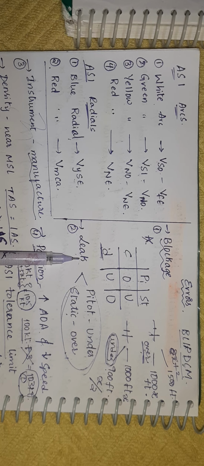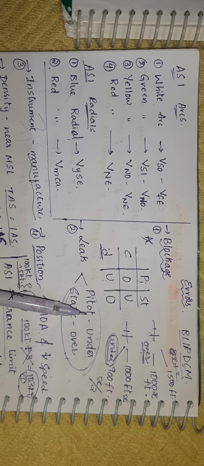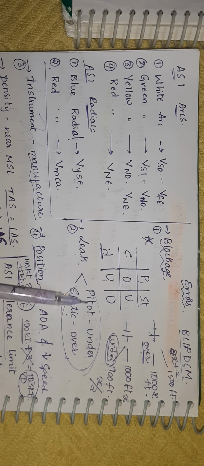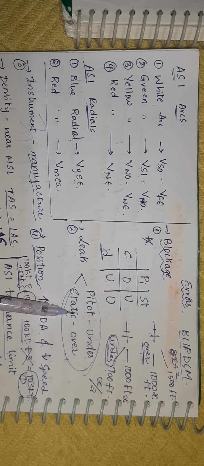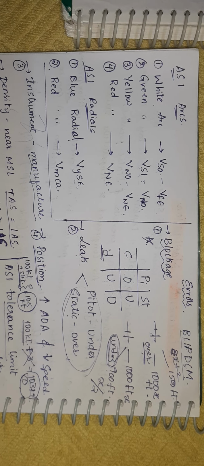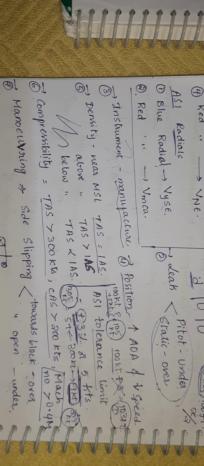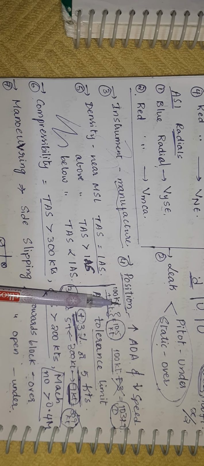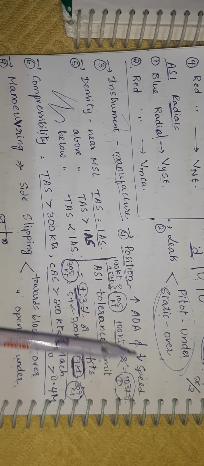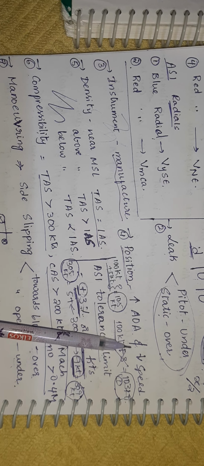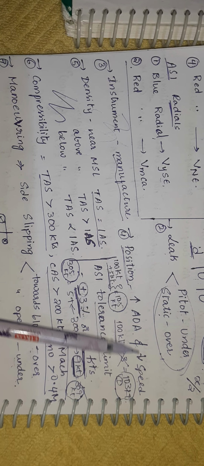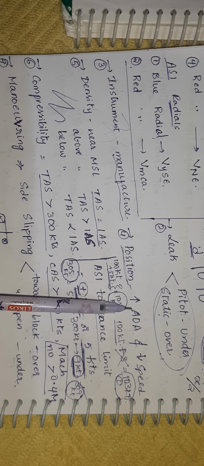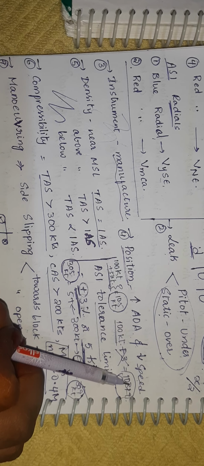Then we have leakage error. If we have pitot tube leakage, the instrument underreads. If we have static tube leakage, the instrument overreads. And then instrument error is nothing but manufacturing error. And position error. Position error increases with angle of attack and decreases with speed. We will be having position error during high angle of attack and low speed.